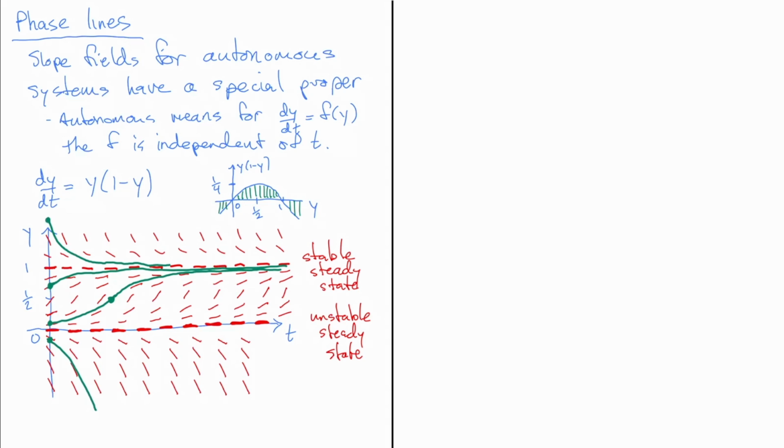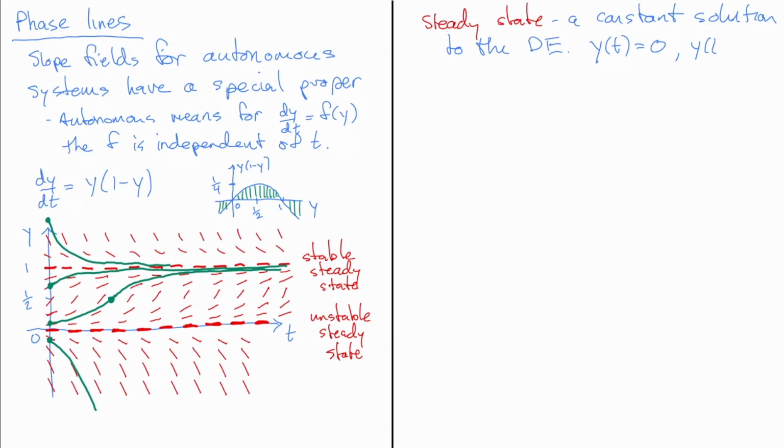Okay, so a steady state is just a constant solution to the differential equation. And in this case, that includes both y of t, I'll put in the of t explicitly so we can remember this is a function, the function y of t is identically equal to 0 for all t. That's a steady state, and y of t equal 1.